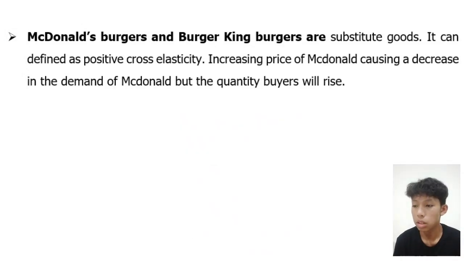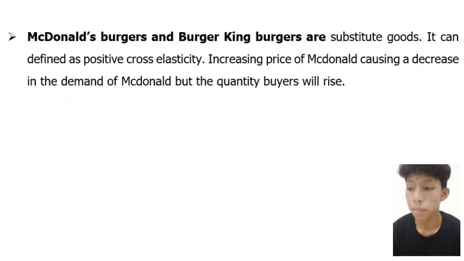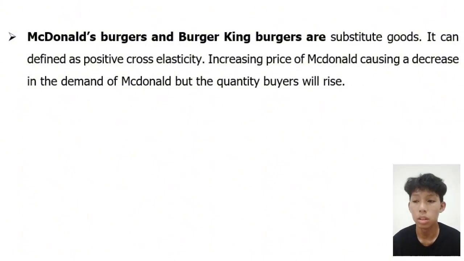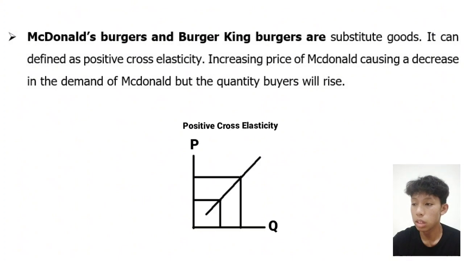the cross price elasticity of demand is negative 0.28. For McDonald's burgers and Burger King burgers, these two are substitute goods, because as we know, when the price of McDonald's burgers increases, people will have other options to buy a burger, which is from Burger King. You can define it as positive cross elasticity because, as you can see in the table, it stated that the cross price elasticity of demand is 0.82.